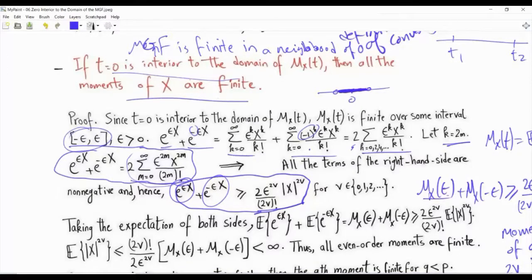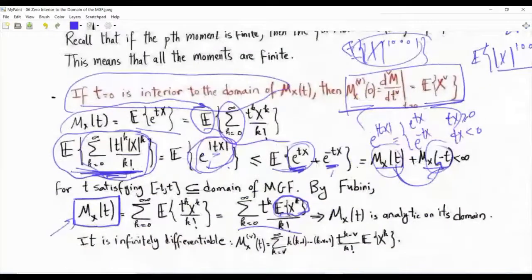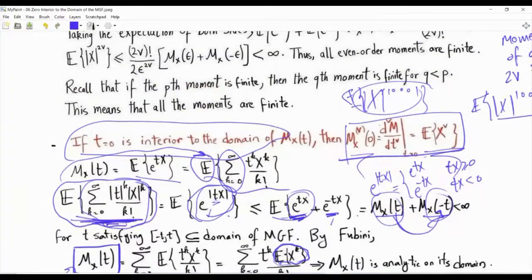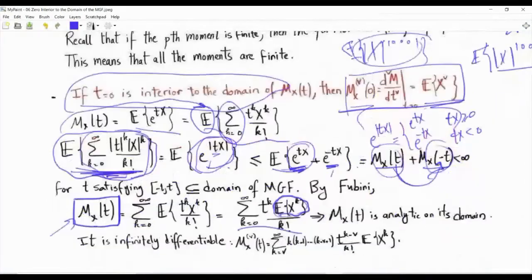But if this is the case, the moments are guaranteed to be finite, and you also get this nice relationship between the moments and the derivatives of the moment generating function. If I give you M_X(t), you can compute every moment by differentiating it and setting t equals 0. But we know now it's not generally true. So this is the case when 0 is interior to the domain of the moment generating function.